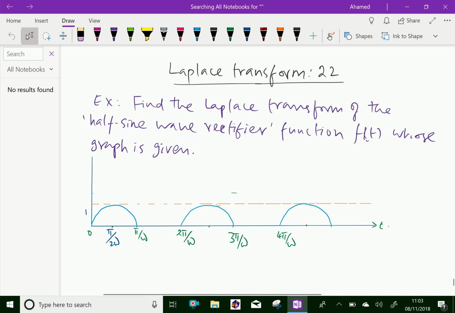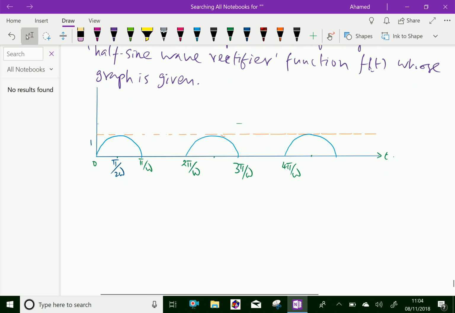In Laplace transform, let us do some example problem regarding periodic functions. Look at this example. Find the Laplace transform of the half sine wave rectifier function f of t whose graph is given. Here the graph is given as half sine wave rectifier with the period pi by omega.